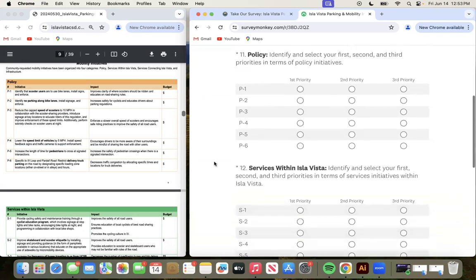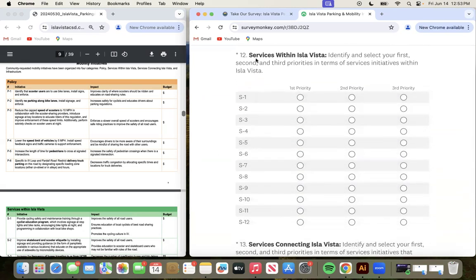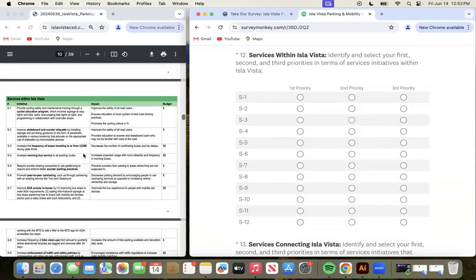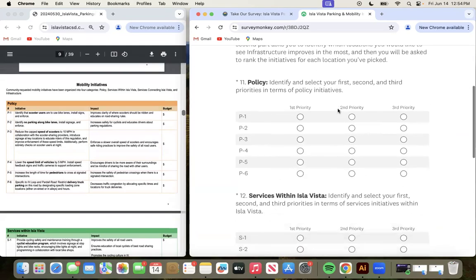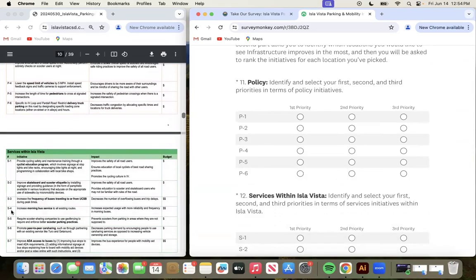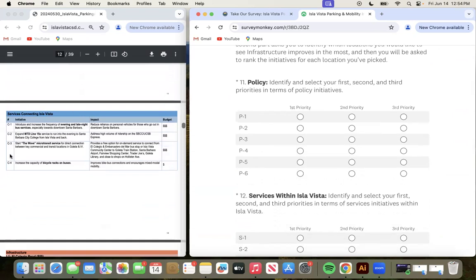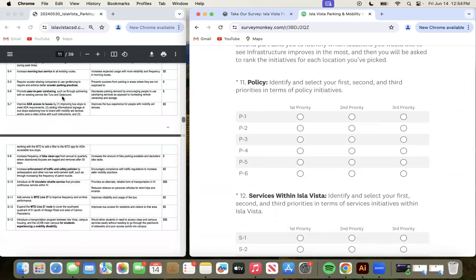Just to provide another example, question number 12 here, services within Isla Vista, aligns with page number 10 in the packet, services within Isla Vista. And S1 here aligns with S1 here, S2 here aligns with S2 here, and so on. And so for this part of the survey, you're going to be picking your top 3 policies or services, or again, more services connecting Isla Vista.